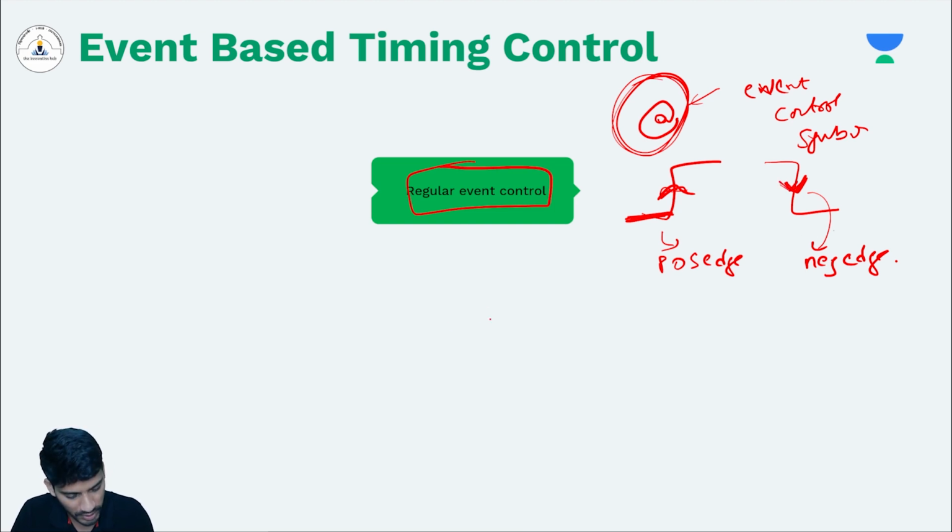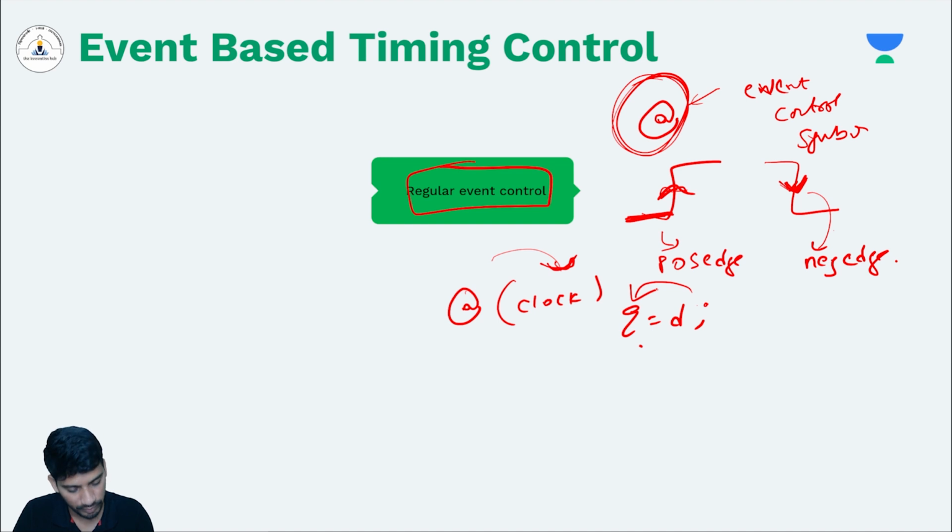Let's take an example. I am writing @clock, q equals d. So this is one event. It is checking whether the clock is changing its value or not. If the clock is changing its value, then d will be stored inside q.